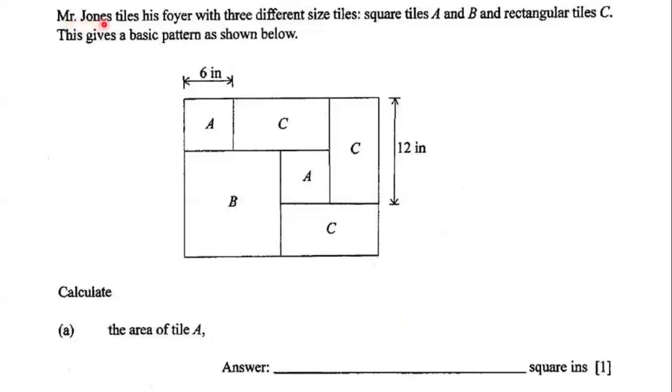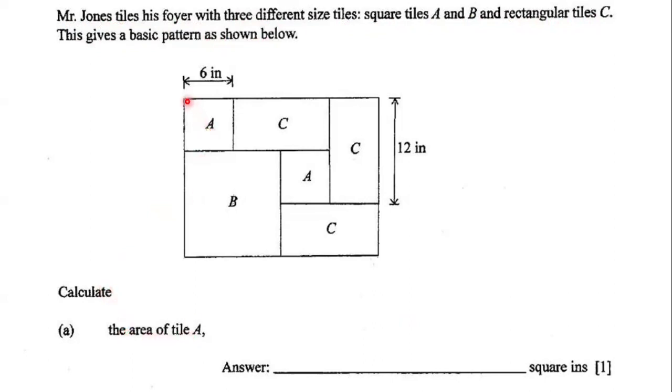Mr. Jones tiled his foyer with 3 different size tiles: square tiles A and B, and rectangular tiles C. This gives a basic pattern as shown below. Calculate the area of tile A.